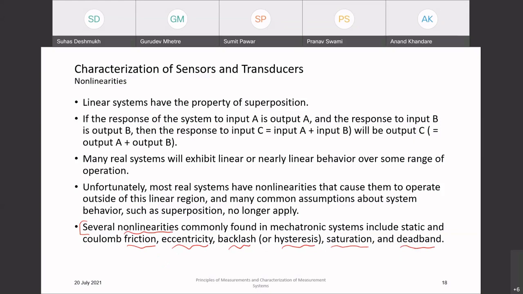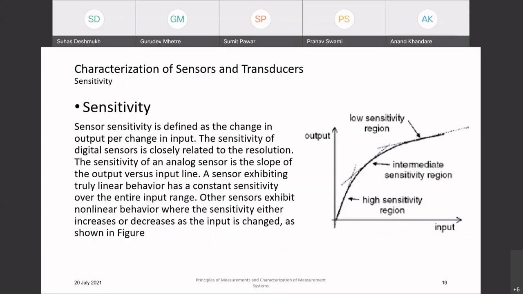And dead band means typically if I give some input to my system, even though it is not showing any output, that is the region in which it is not showing any kind of output. That is what is called a dead band. So the most important parameter is sensitivity. This is the linear way, and this is the non-linear variation of my sensor input-output.